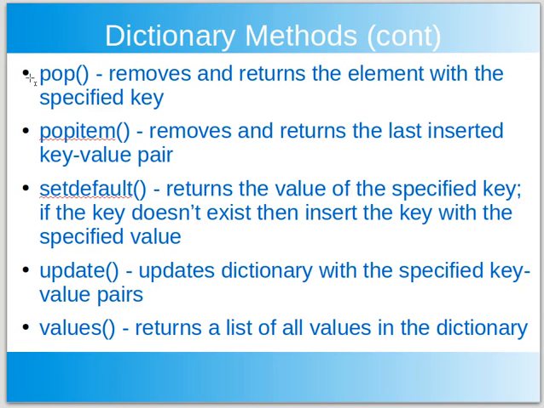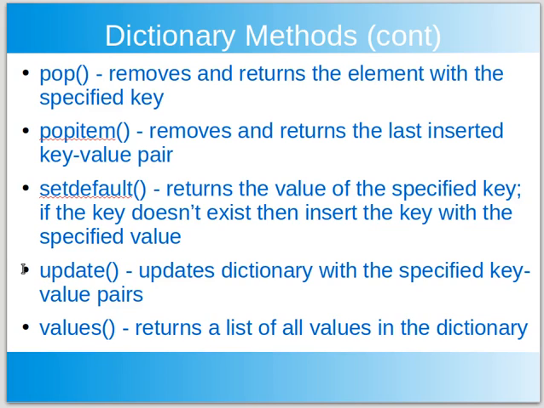Dictionary methods continued. Pop, removes and returns the element with the specified key. Pop item, removes and returns the last inserted key value pair. Set default, returns the value of the specified key. If the key doesn't exist, then insert the key with the specified value.